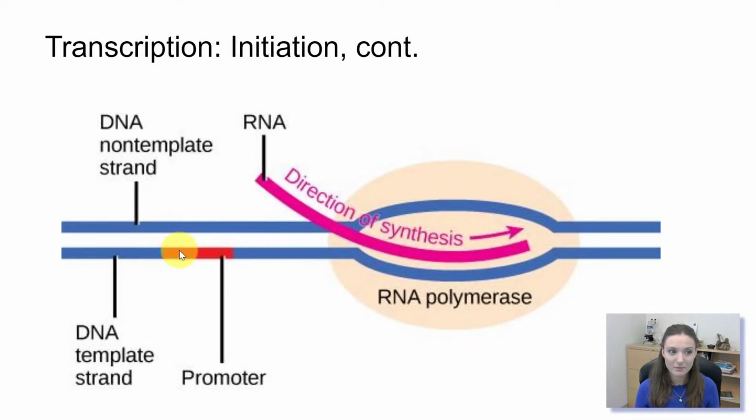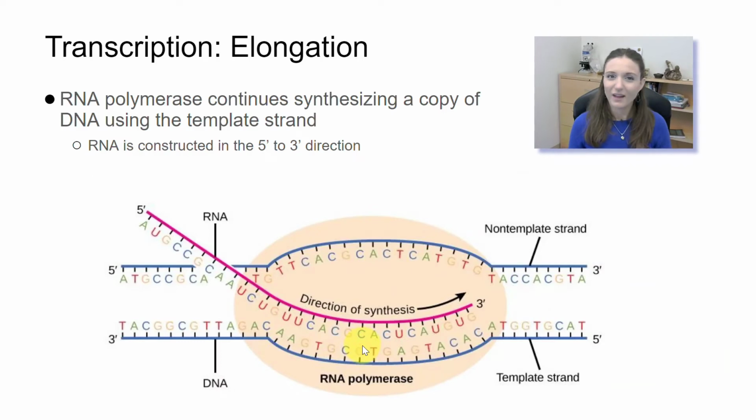So it's going to bind to the promoter, and then it's just going to zoom along until it reaches a stop signal. So we have a start signal at the promoter, and we have a stop signal later on downstream. But all of this stuff between the promoter and the stop signal is DNA that contains information for how to build a protein.